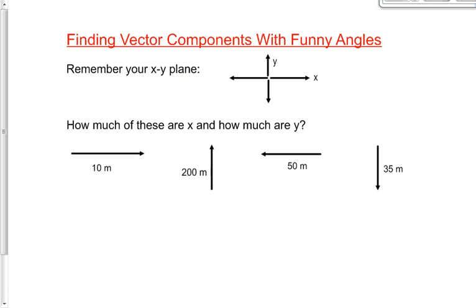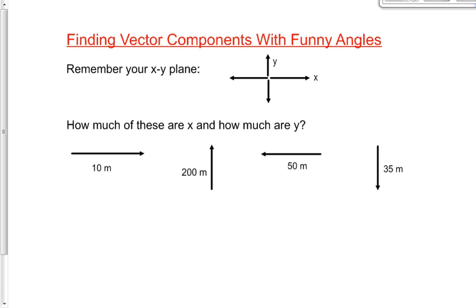What happens if I have a vector that's at a funny angle? Like what happens if I don't have a vector like this, where I'm trying to find the x and y components? What if I have a vector like this? Well, before we do that, let's just make sure that we can find the x and y components when we've got straight vectors like this. Okay, once again, real quick review here.